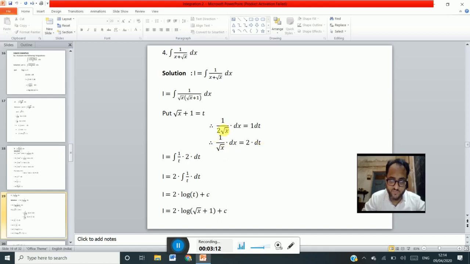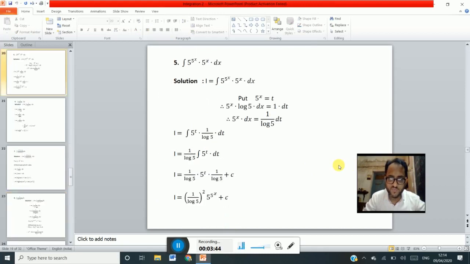And after substitution, what do we get? 1 upon t into twice dt. Here 2 is a constant, so 2 outside the integral, and integration of 1 upon t dt. What is the integration of 1 upon t with respect to t? That is log t. So we get 2 times log t plus c. Now put the value of t, that is root x plus 1. So we get the answer 2 log of root x plus 1 plus c, right? So this is the solution of this question.